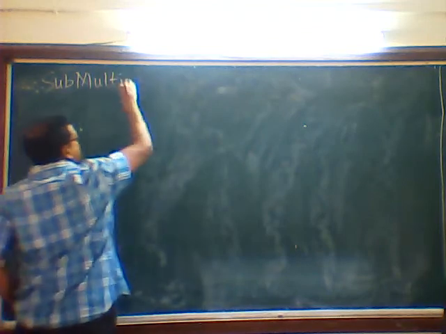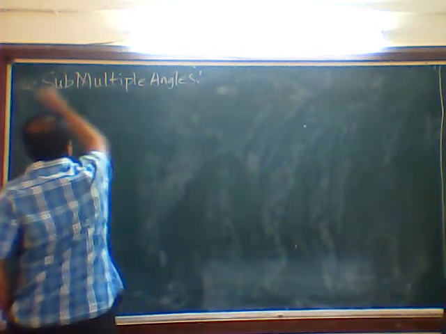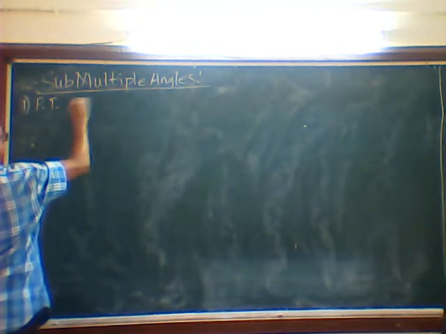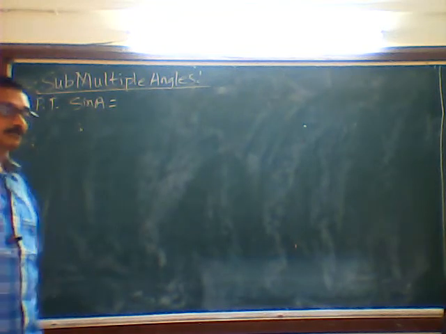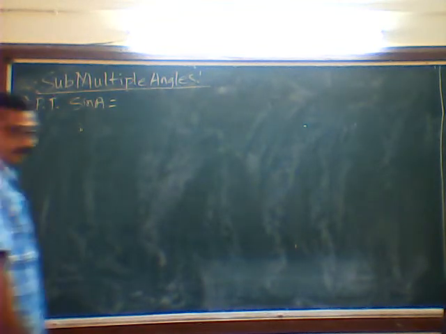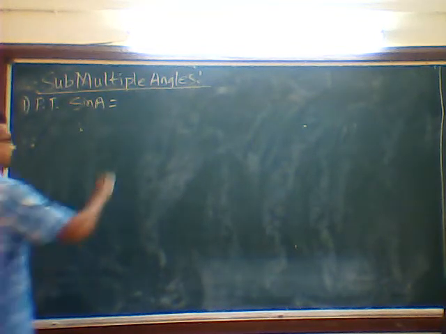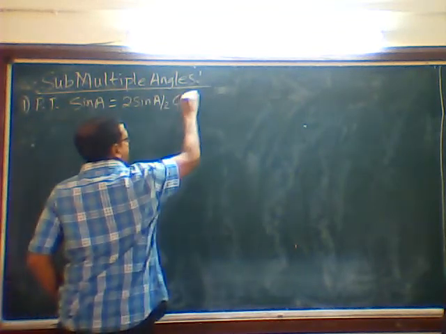Next I will write submultiple angles. First one is this. Prove that sin A. In previous multiple angle I had the first one: prove that sin 2A. Sin 2A was what? 2 sin A cos A. So here they want to prove that sin A is 2 sin A by 2 into cos A by 2.